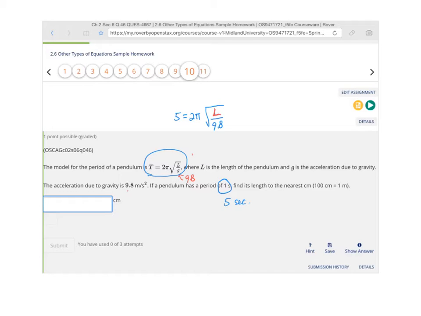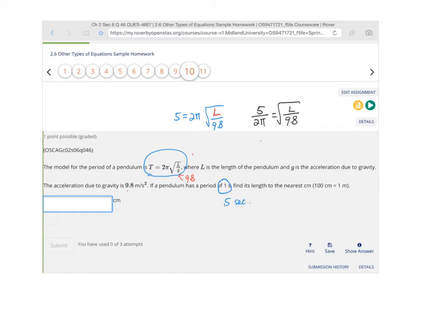Basically, you solve an equation that involves a radical. If you remember, how do we solve an equation involving a radical? You want to isolate the radical. So I want to remove this 2 pi by dividing both sides by 2 pi. So this is what I have: 5 over 2 pi equals the square root of L over 9.8. This is nice. Once you have this form, you need to get rid of the square root. How do you get rid of the square root? You square both sides.